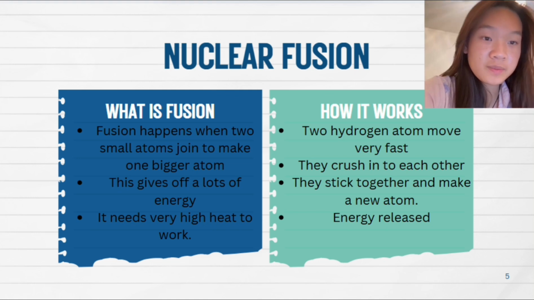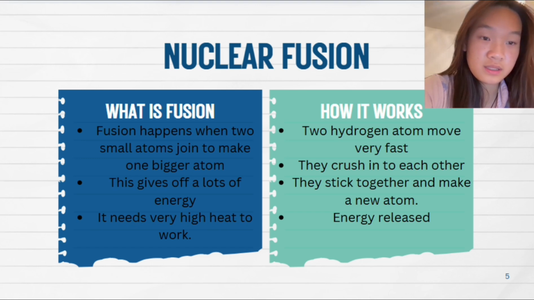Slide 5. Nuclear fusion. Let me start by explaining nuclear fusion in a simple way. Fusion is a process where tiny atoms like hydrogen smash into each other and stick together. When they do, they form a bigger atom and give off a high amount of energy. This is actually what powers the sun.